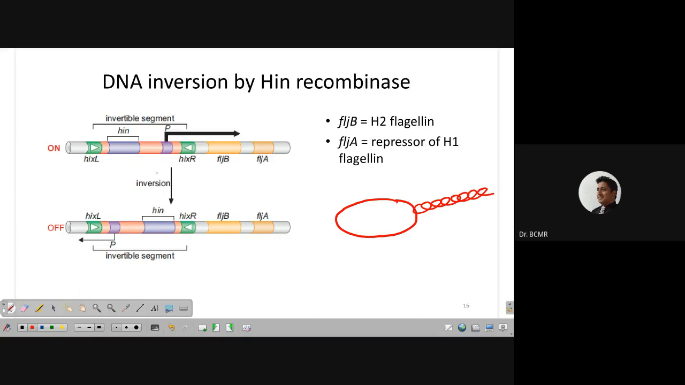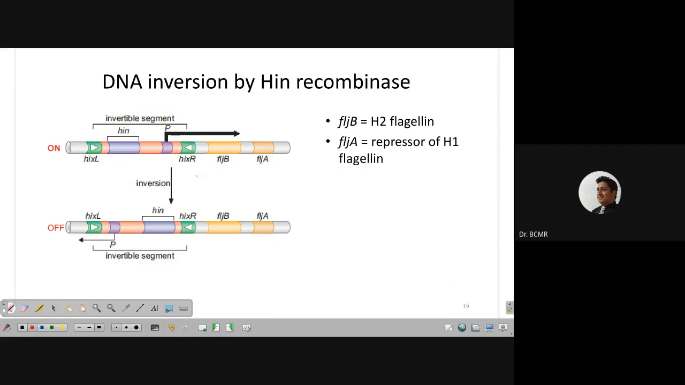So whether a Salmonella has flagella made of H1 or H2 will depend on the orientation of this invertible segment. Recombination can occur between hixL and hixR, which are present in opposite orientation. If recombination takes place between them, the promoter will be oriented either upstream of fljB and fljA or away from them. If there is no promoter, these genes will not be expressed. If they are not expressed, we will just see the consequences of what happens.